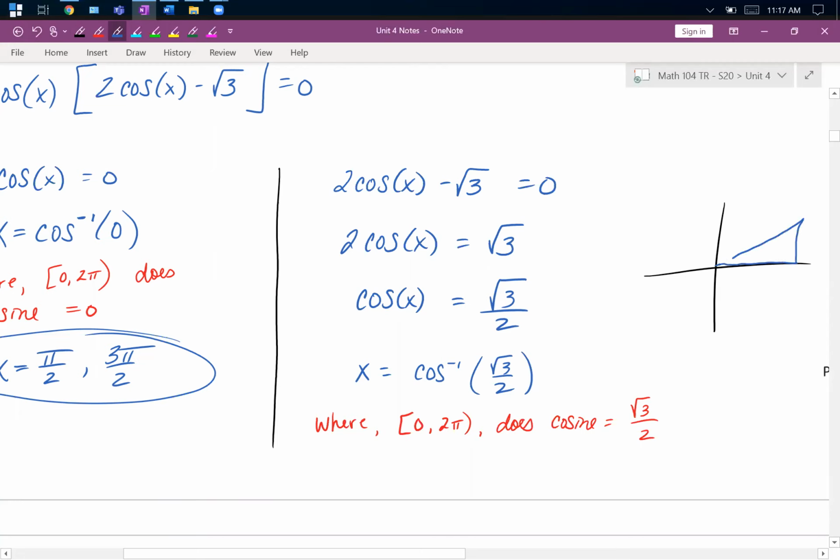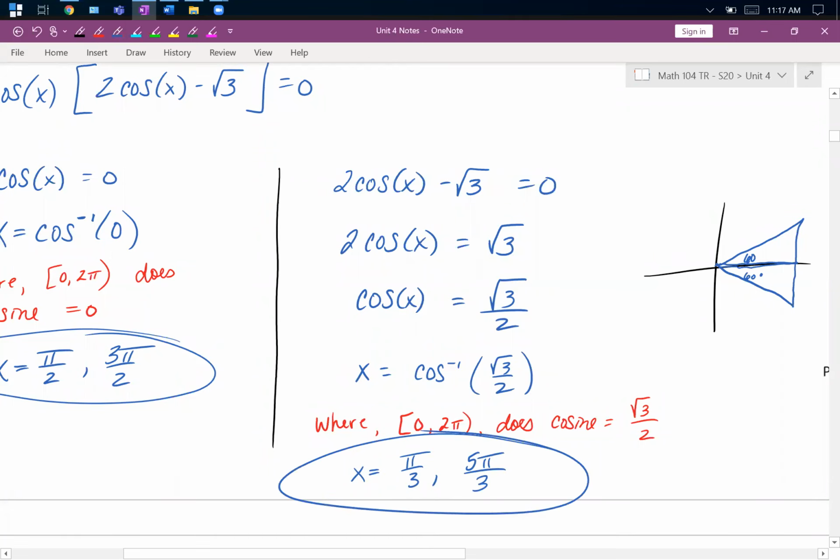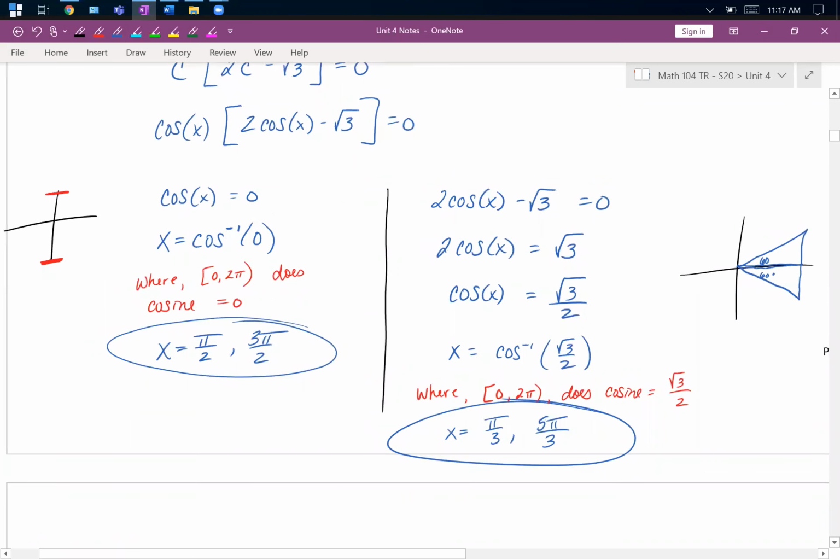Long side, short side triangle. That gives us a 60-degree reference angle. And then we have that same sister triangle with the same reference angle down in the 4th quadrant. We need to write our answers in radian form. So the one in the 1st quadrant is going to be pi over 3, and the one in the 4th quadrant is going to be 5 pi over 3. So we came up with 4 answers. Questions, anybody?